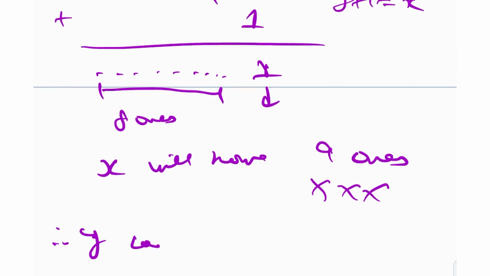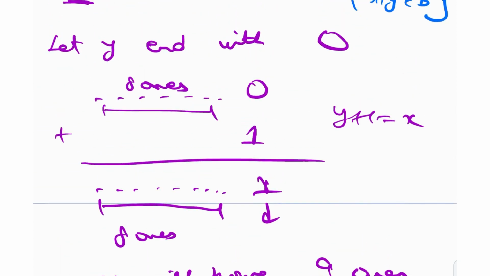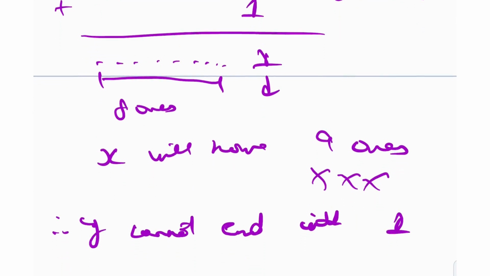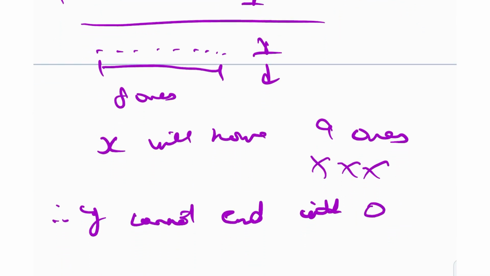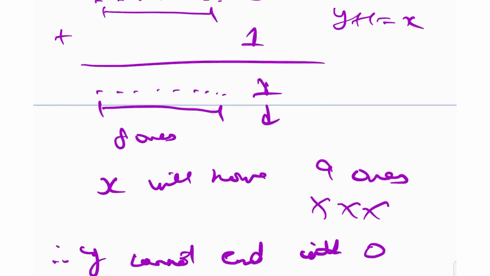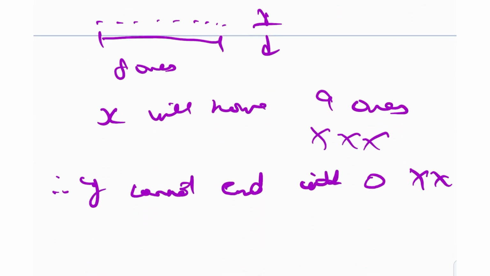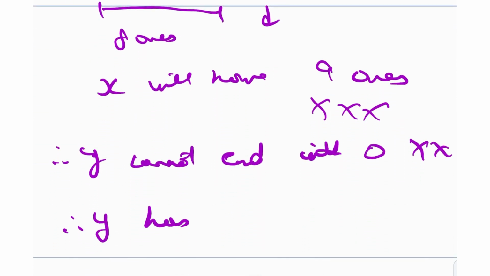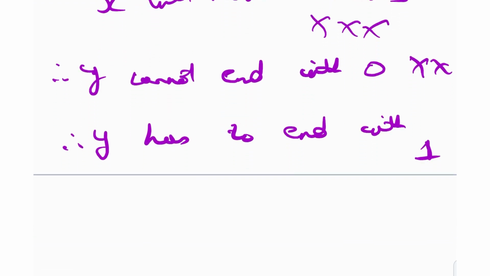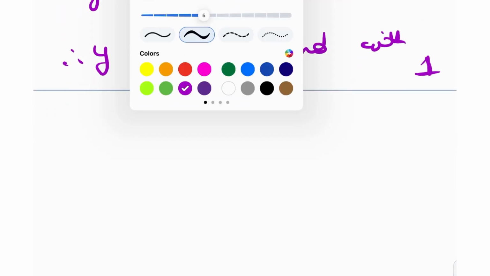Therefore, Y cannot end with 0, right? We're considering 0. Sorry about that. So the case where y ends with 0 does not work. But now since we're really dealing with binary, y has to end with 1, isn't it? So basically the binary integer y will look something like this. We have some 12 digits, I don't even care what they are. At the end we have 1.